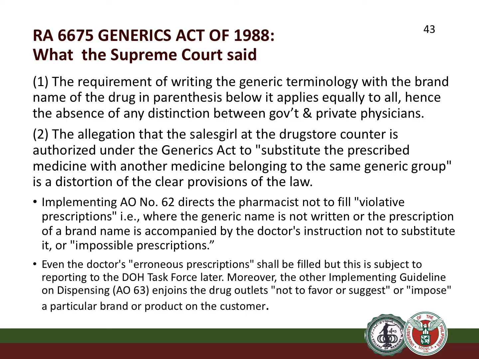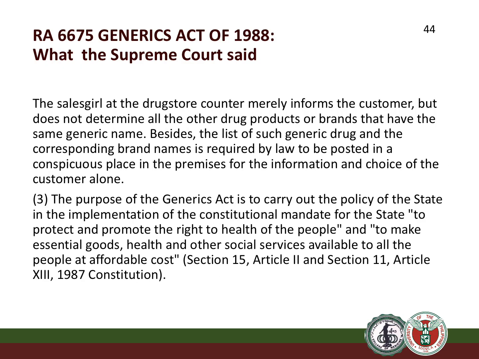No, there's also specific measures in the Generics Act as to what to do with it. No, so that's very clear. And in the example prescriptions, you will take a look at these. No, what are considered to be violative, what are considered to be erroneous or even impossible prescriptions. The sales girl at the counter does not decide. No? She merely informs the customer, and the customer takes a look at the list of generic drugs, what we call the generics menu, which is required by law to be posted conspicuously in the premises for the information and choice of the customer alone.